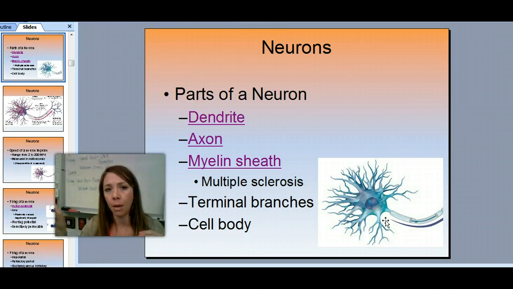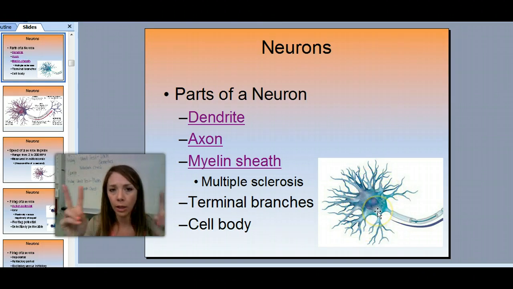Remember that MS. People that have MS, which is a disorder of the nervous system where they start to shake too much, or when they lose neural communication and they have problems with moving, that's when the myelin sheath starts to break down. So there's our first mnemonic device, MS. If you have multiple sclerosis, it's because of a problem with the myelin sheath. Remember that my terminal branches are the place where they end, and I'll show you some pictures of those in a second. And the cell body here, this is where the nucleus is, this is where the DNA is.